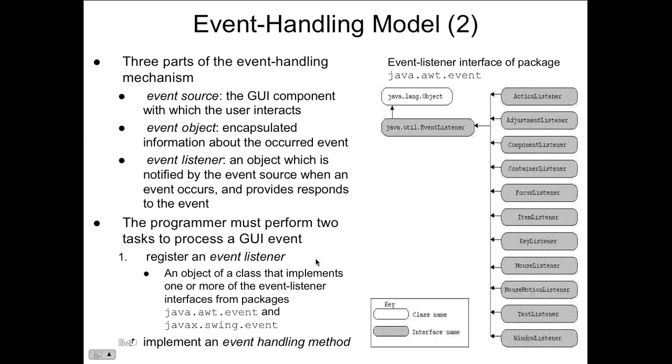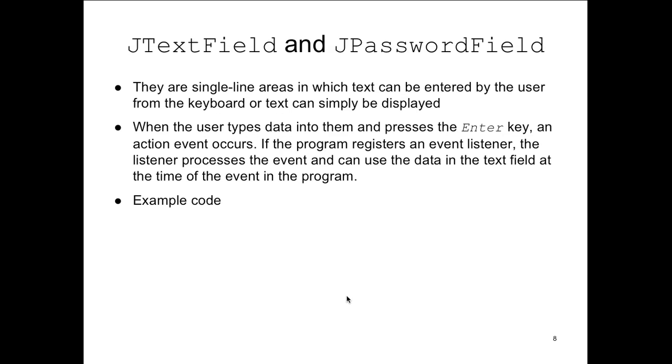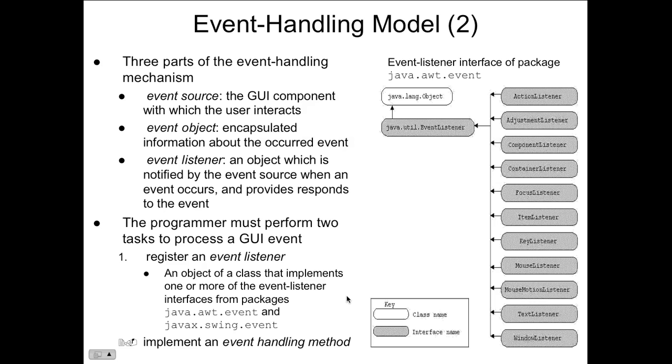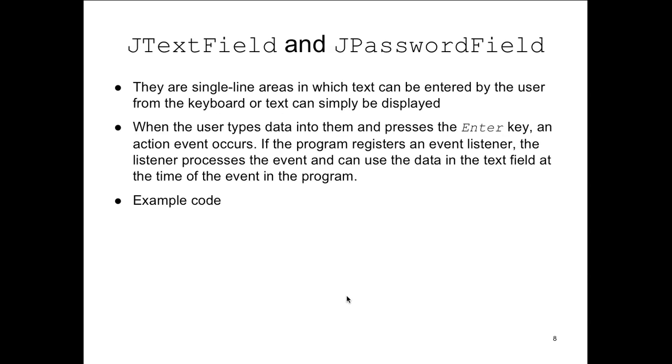So the programmer must perform two tasks to process the GUI event. Okay, number one, you have to register an event listener. So an object of the class that implements one or more of the event listener interfaces of the package, which is going to be AWT event or Swing event, as I mentioned before. When you register, you're just making a new instance of that object, registering it. Number two, implement an event handler method to handle the event once the event actually occurs. And the best way to see this is through an example that we'll look at when I finish this slide set. The slide set's pretty short. It's only about 15 slides or so. So when we're done, we'll take a look at this, and we'll take a look at assignment number 4 at the same time.